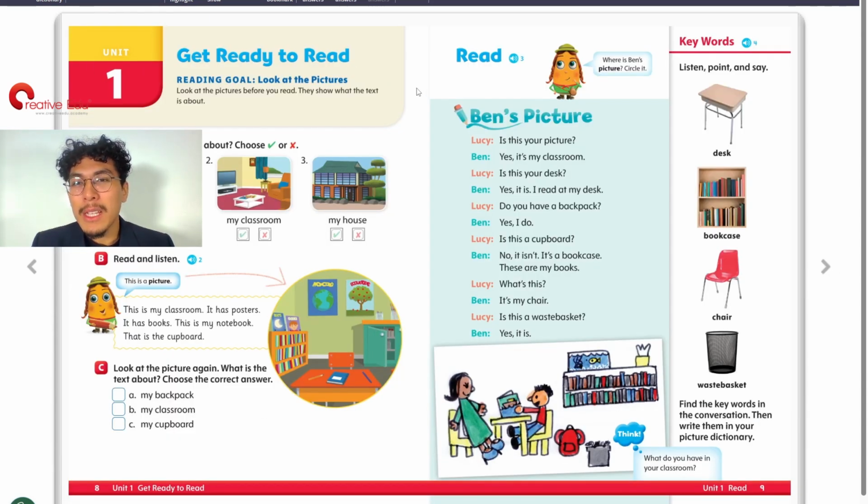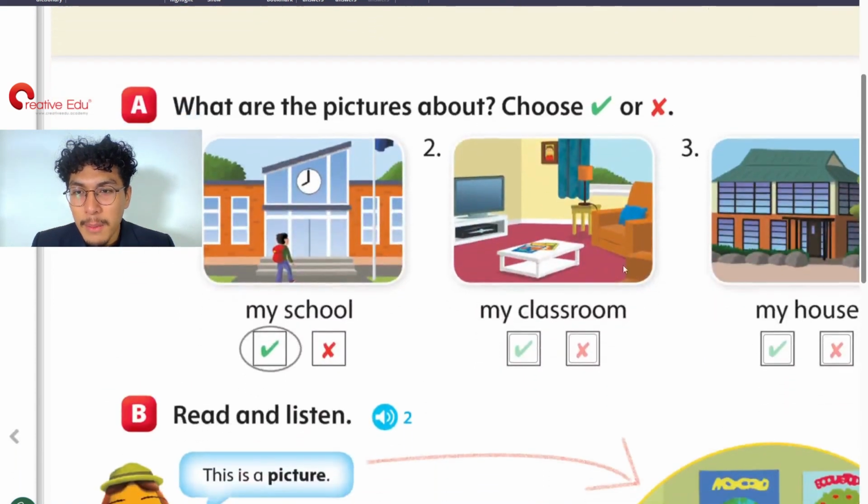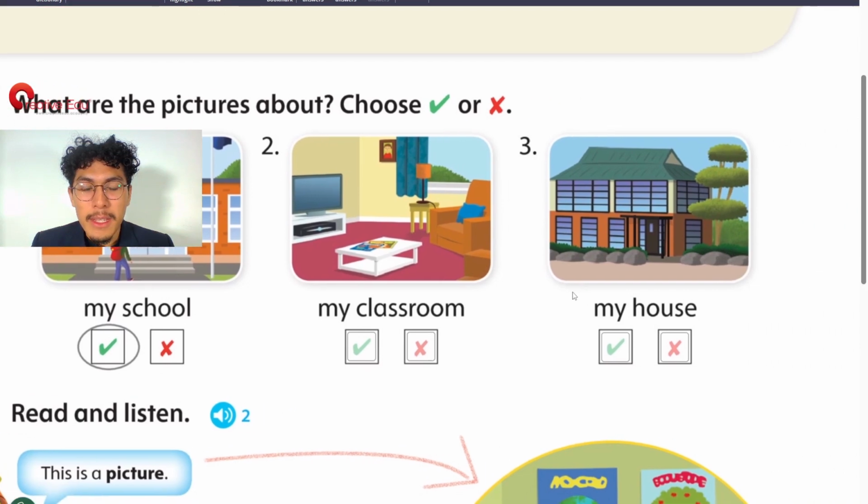Get ready to read. Look at the pictures before you read. They show what the text is about. So now, A, what are the pictures about? Choose right or wrong. Okay, so number 1, my school. Correct, it's my school.